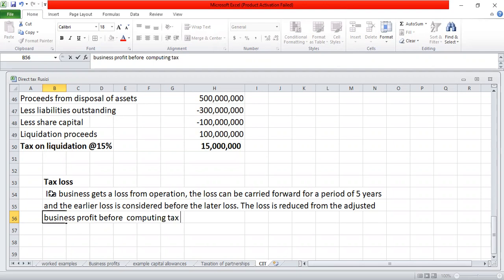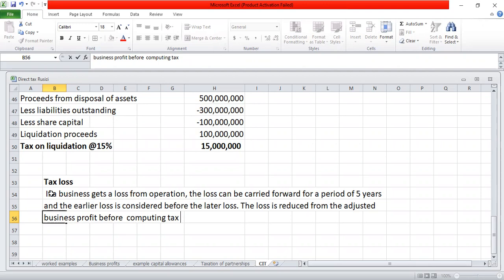So in case of any business, it can be an individual, a solo trader, a company, a partnership, any business, it is allowed to carry forward the loss. So if a business gets a loss on its operation, it is allowed to carry forward the loss for a period of 5 years. It can be extended to 7 years, depending on the circumstances. If you give good reasons, it can be extended. But you can carry forward the loss for a period of 5 years.